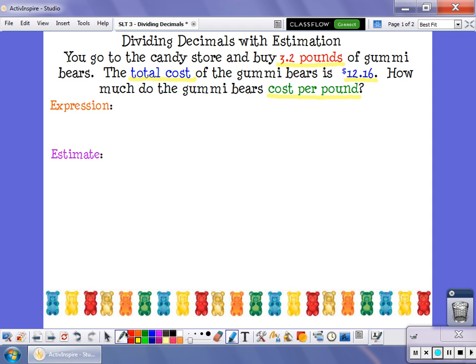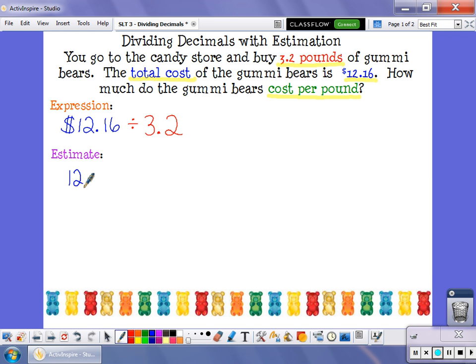Well, the first thing I want to do is write an expression that tells me what problem I'm trying to solve. I know that the total cost of the gummy bears was $12.16, and I know that I bought 3 2/10 pounds of gummy bears. So I'm going to take my total cost and divide it by the number of pounds to figure out the cost per pound. Well, let's make an estimate here.